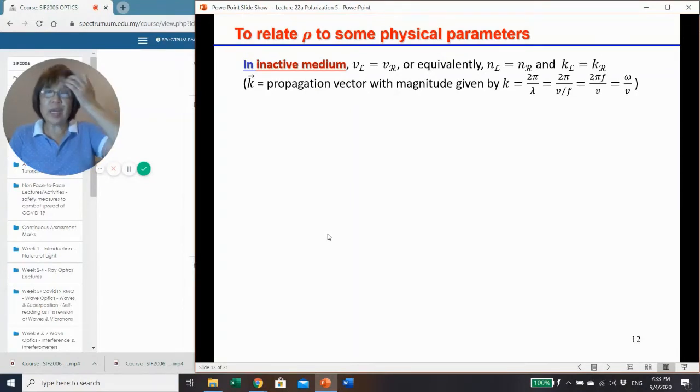Next, we would like to relate the specific rotation to some physical parameters. Now, in an inactive medium, you'll find that the speed of the left-handed circularly polarized light will be equal to the speed of the right-handed circularly polarized light. So it follows that NL would be equal to NR, and also KL, which is a propagation constant, will be equal to KR. And the magnitude of this propagation constant is given by omega over V, where omega is the angular frequency and V is the speed in the medium.